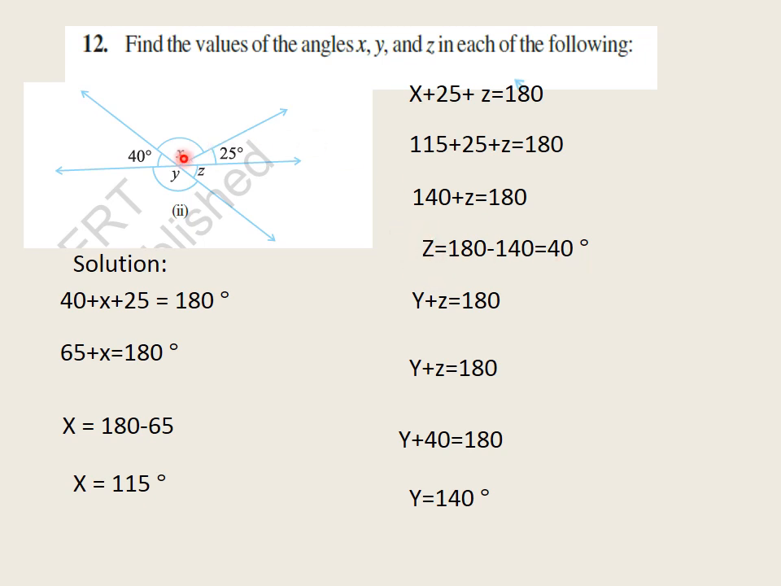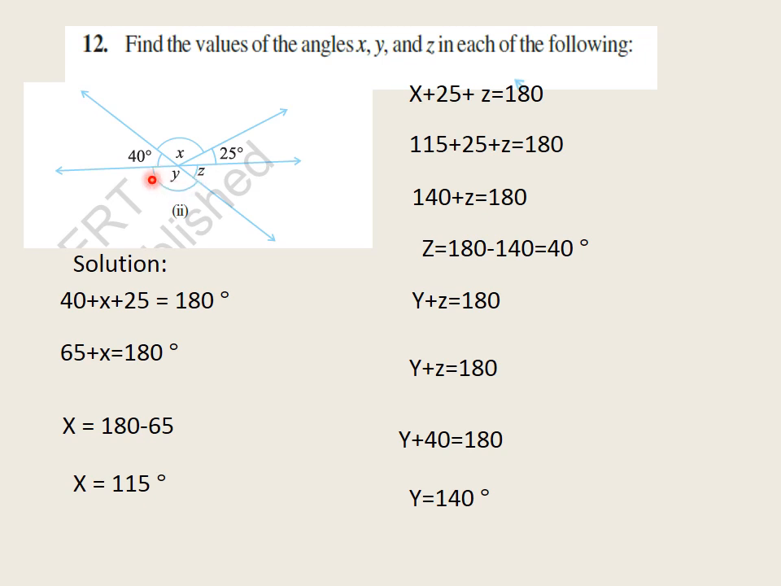How did you calculate? x plus 25 plus z. The x value we have already calculated, x equal to 115. Only one variable you should have, then only we can solve. If we have two variables, we cannot solve. Because the x value was found in the last step, we are substituting it here so that we can find the value of z. Similarly, now what is left? X we have got, z we have got, and we are left with y.